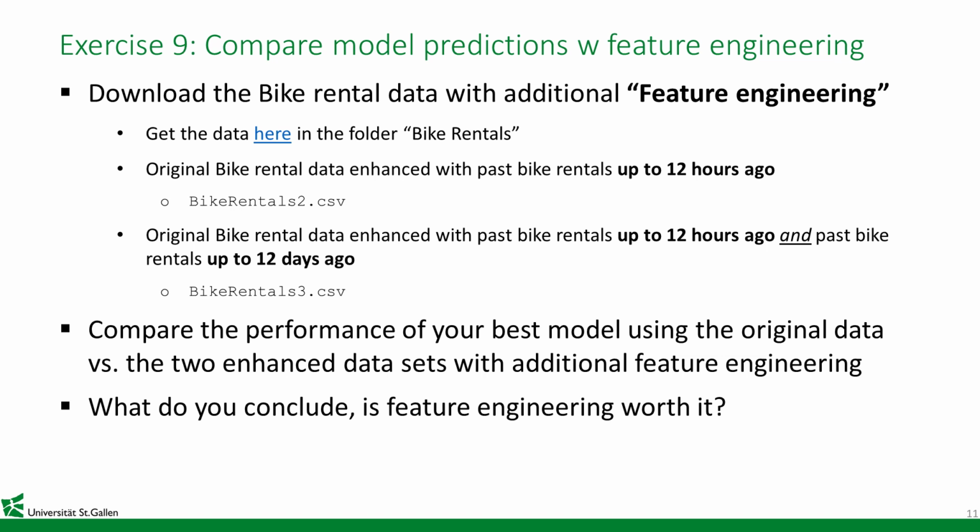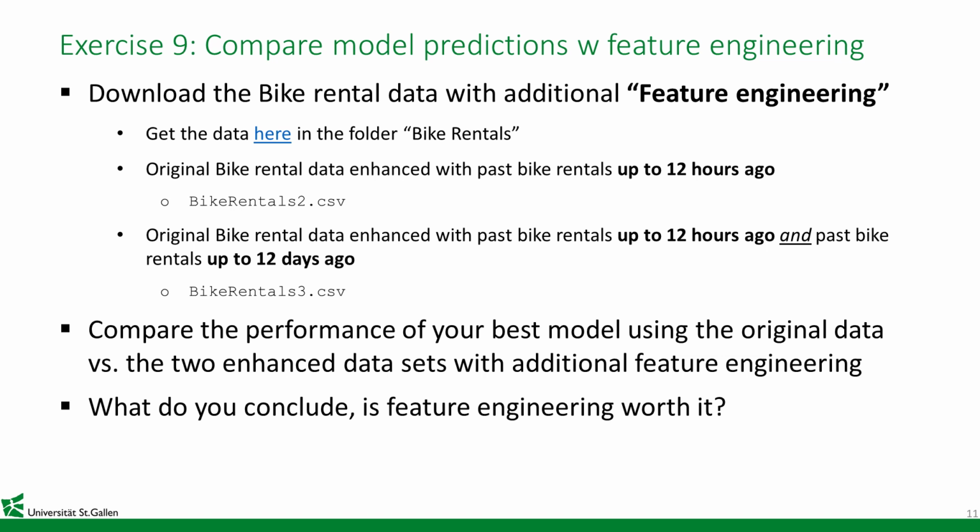In the second dataset, we also provided for you bike rentals 3.csv. In addition to adding the bike rentals up to 12 hours ago, we also added bike rentals up to 12 days ago. That means for a given observation, you will have the bike rentals, for instance, yesterday for the same time. This even gives you more flexibility with regards to temporal dynamics.